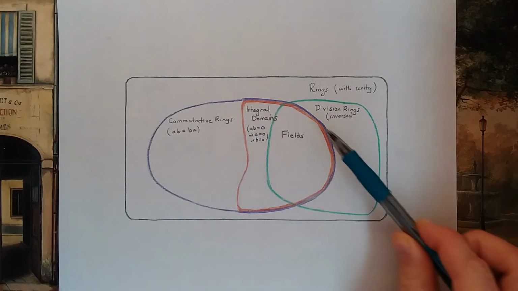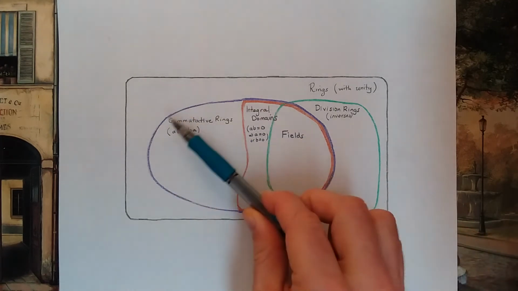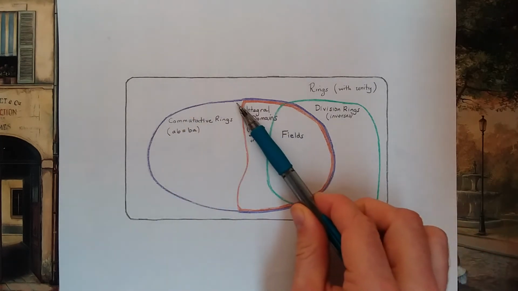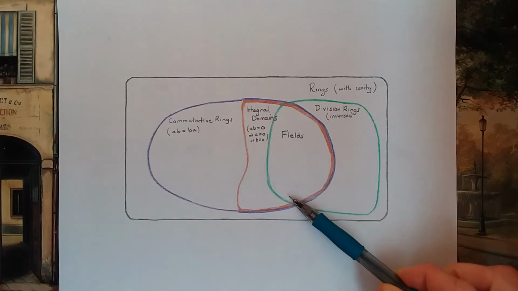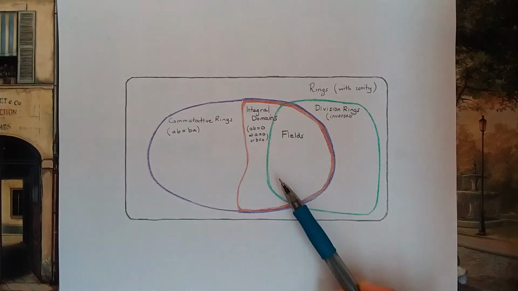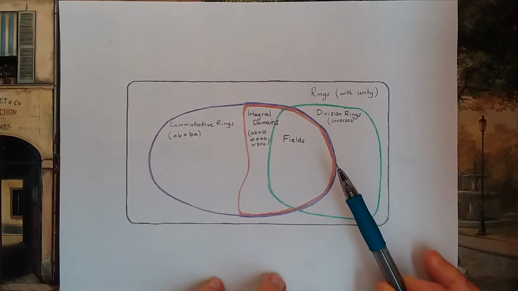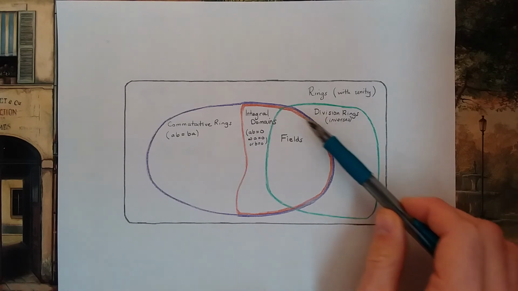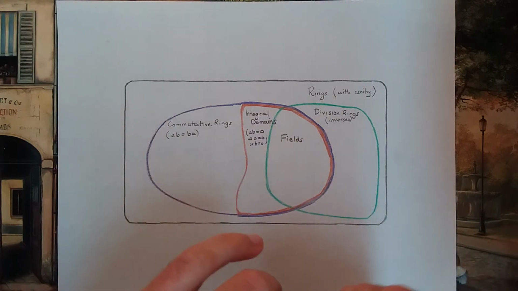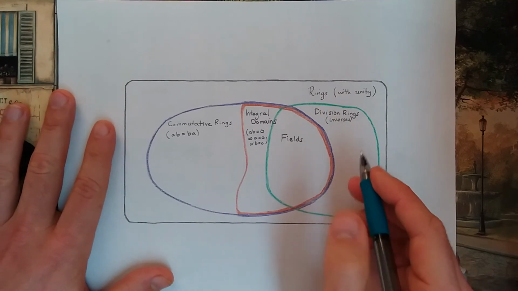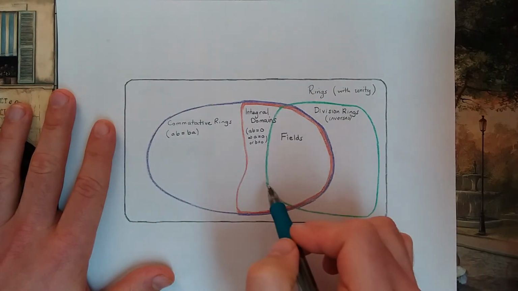In here we have commutative rings. Commutative rings are where the multiplication is commutative. And as a subset of commutative rings, we have integral domains. Division rings may or may not be commutative. So this set over here of division rings may intersect with commutative rings. And the intersection, fields. So let me fill in a few elements in each one of these sets.